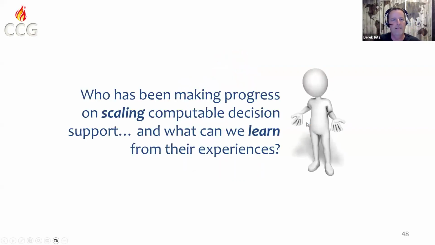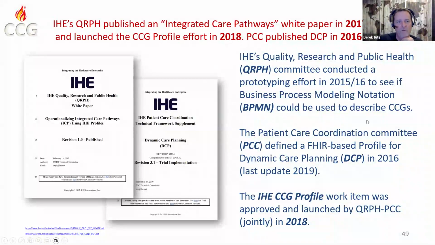And I'll stop blah, blah, blahing, and I'll carry on with what I'm supposed to be doing, which is giving a presentation. So who's been making progress on scaling computable decision support, and what can we learn from what they've been doing? So I mentioned that I've been involved with the Quality Research and Public Health Technical Committee at IHE. I was one of the primary authors of a 2017 white paper on integrated care pathways, and that's where we were looking at the technologies we had in hand at the time. Keep in mind, this is before FHIR was available to us. We were looking at BPMN and found issues with it, and we surfaced what those issues were.